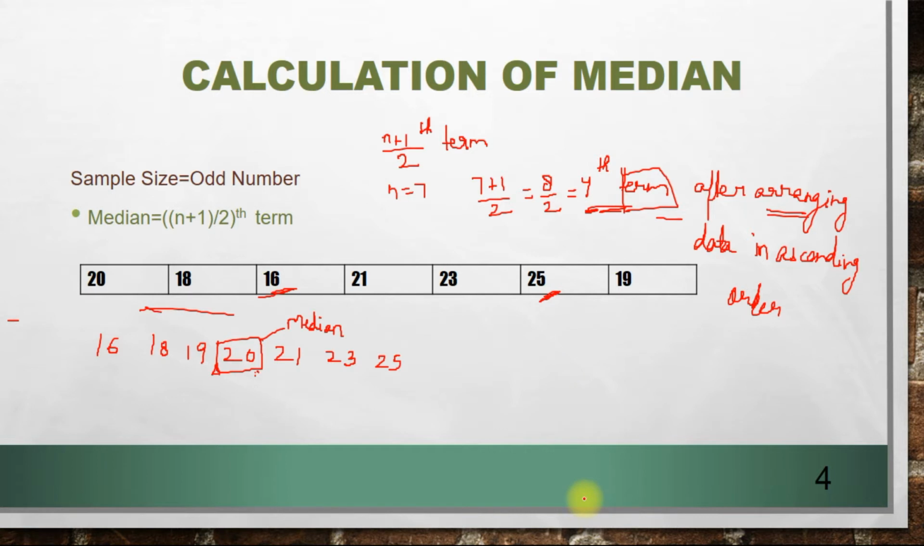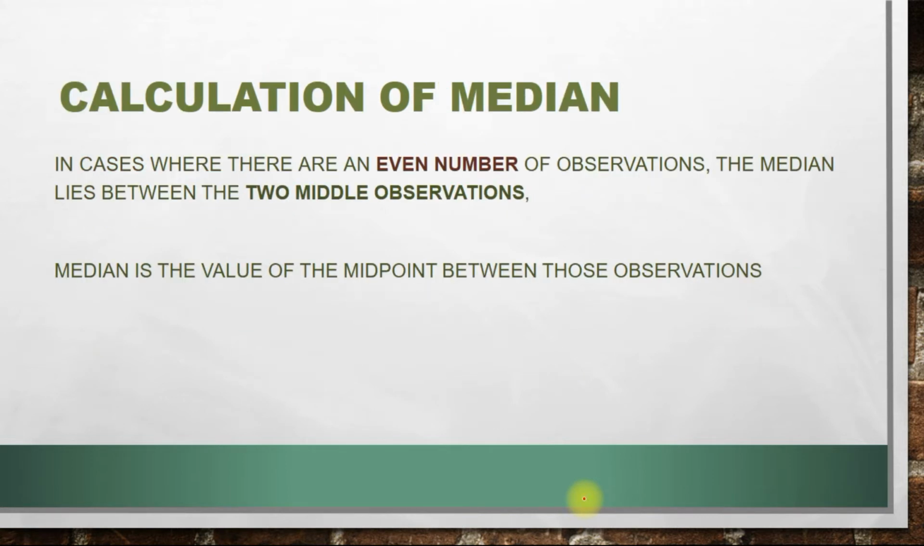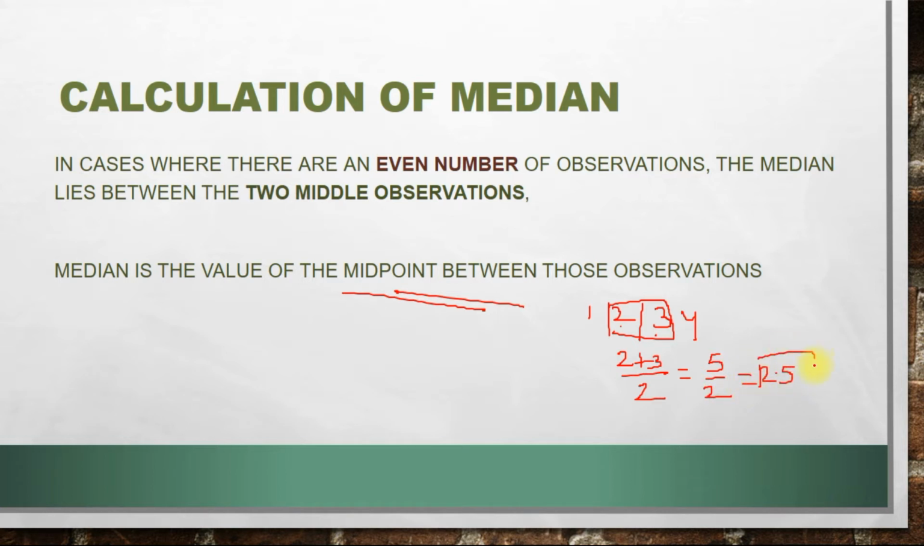Now if we have an even number of observations, in this case median is the value of the midpoint between those observations. In case of 1, 2, 3, 4, median will be the average of the two midpoints. So 2 plus 3 divided by 2. This will be 5 by 2, that means 2.5. So in this case median will be 2.5.